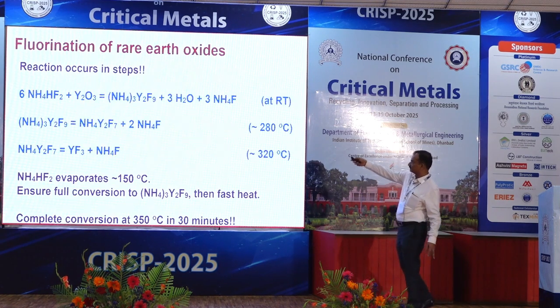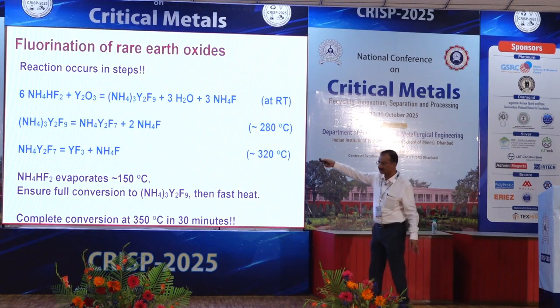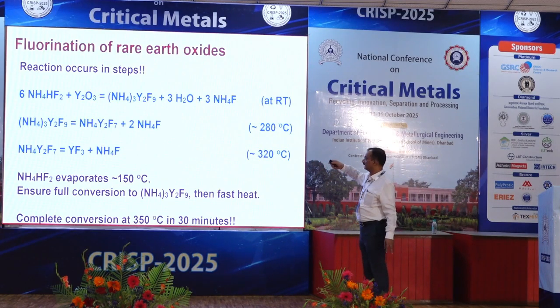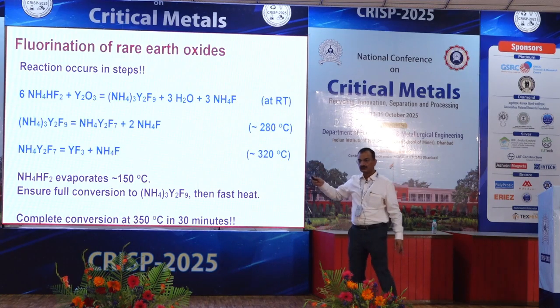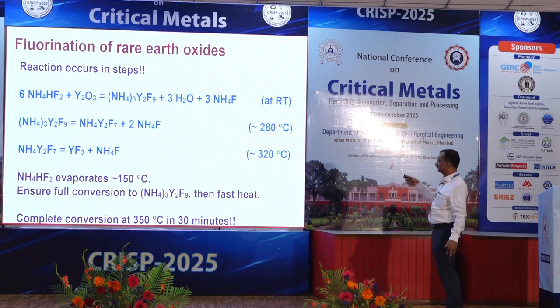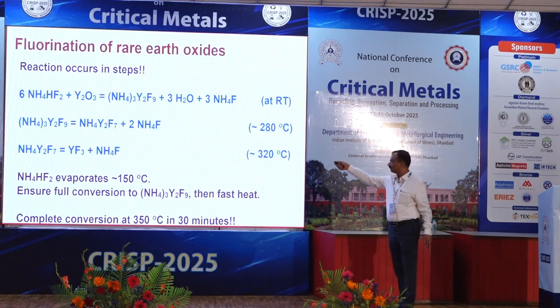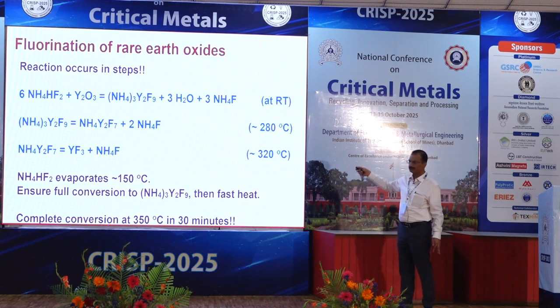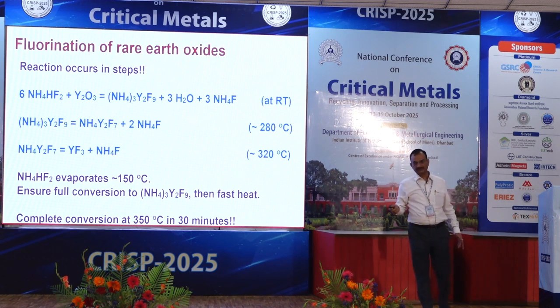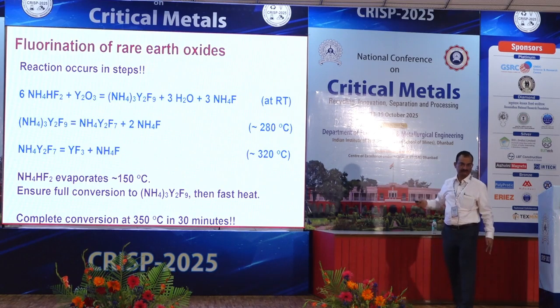It turns out that this reaction also occurs in steps. What used to happen was that NH4HF2 used to evaporate, at say 150 degrees Celsius. To prevent evaporation, you do either slow heating or you hold it for quite some time. If you carry out the reaction in steps, or ensure that the oxide conversion has taken place and then you heat, the overall reaction will be quite fast. Just in 30 minutes, we were able to complete this.